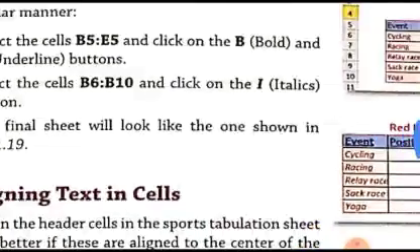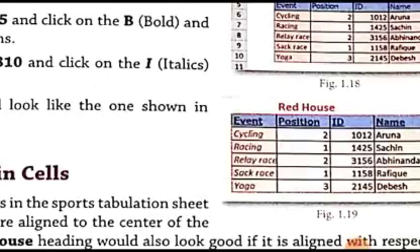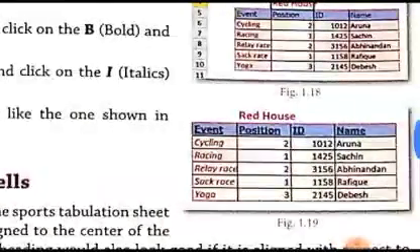After doing that, you can see what we have done. We have made the header row underlined as well as bold. You can see that the event, position, ID and name, all these four headers are now bold, and they have been underlined also.